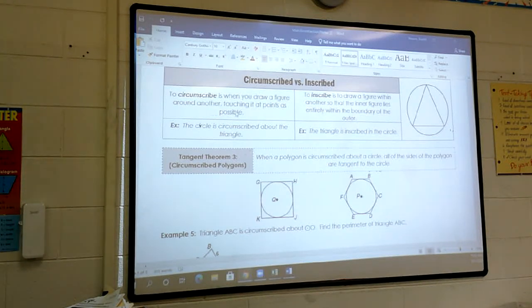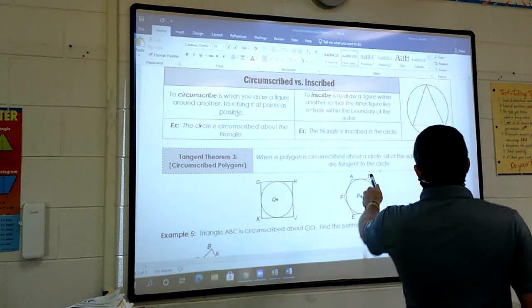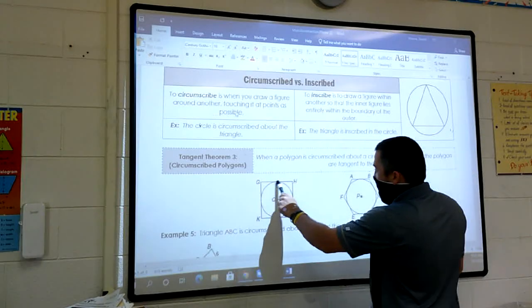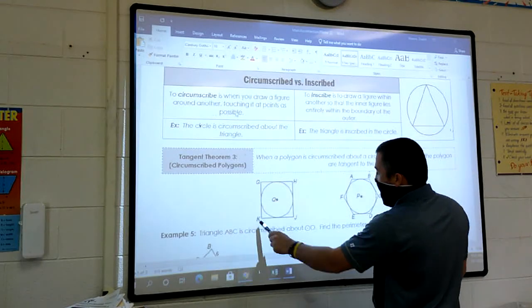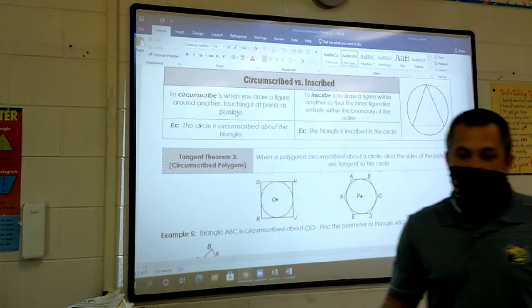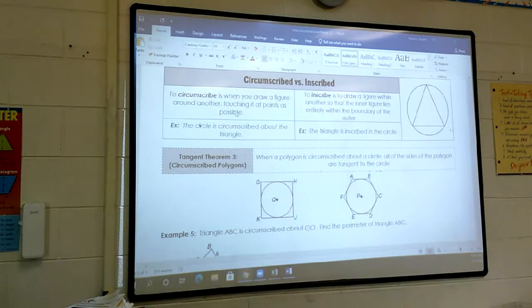If you look at B to C, you see it touches the circle. A to B, you see it touches the circle. A to F touches the circle. F to E. G to H, you see it touches. G to K, it touches. K to J, H to J. So it's showing you no matter what shape you draw around the circle, it's going to touch that circle every single line. So now, what does that mean?